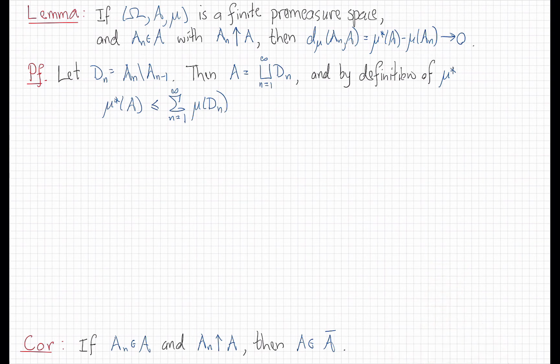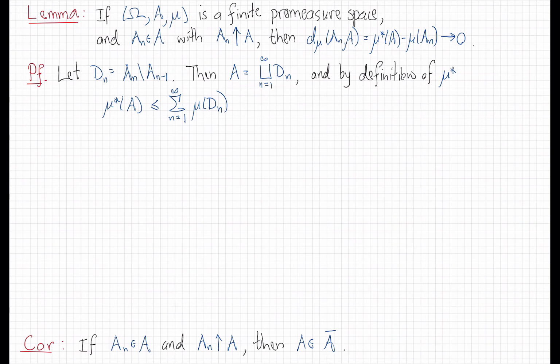Let's prove this. To do so, we convert our increasing sequence into an increasing disjoint union by taking the differences between successive terms. To be precise here, d1 is actually equal to a1, and then for future terms, dn is equal to an minus an minus 1. That means that A, the increasing limit, the union of all the an's, is actually the increasing disjoint union of the dn's.